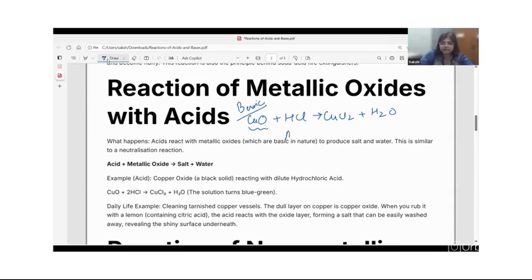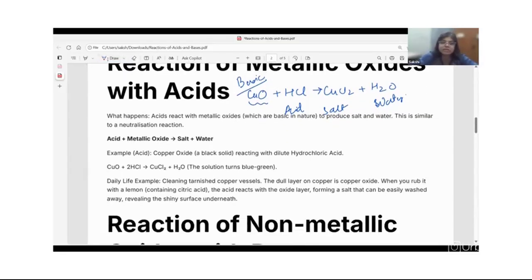So base and acid, if you mix, what are you going to get? You're going to get salt and water, right? So simple. Any metal oxide reacted with an acid, you get salt and water, because metallic oxides are like bases. So you know that base and acid, if we mix together, it is a neutralization reaction and we get salt and water, right? So you can see here, copper oxide plus hydrochloric acid, we get copper chloride and H2O.